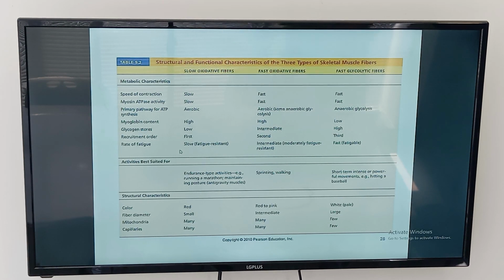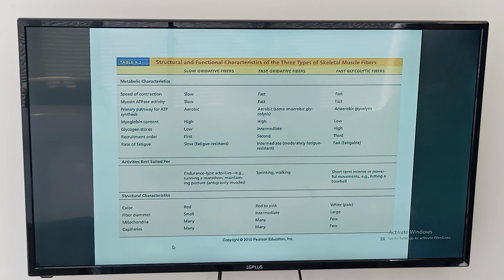The rate of the fatigue in the slow oxidative fiber is slow because it's fatigue resistant, and in the fast oxidative we'll have intermediate, moderately fatigue resistance. However, in the fast glycolytic fiber, it will have a fast rate of fatigue because it's fatigable. All of these are regarding the metabolic characteristics. Now, let's look at what activities each of these fibers are suited for.